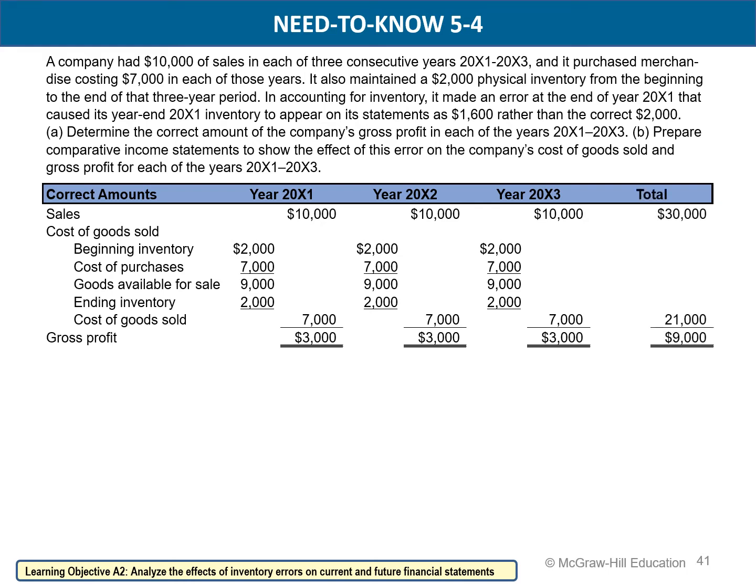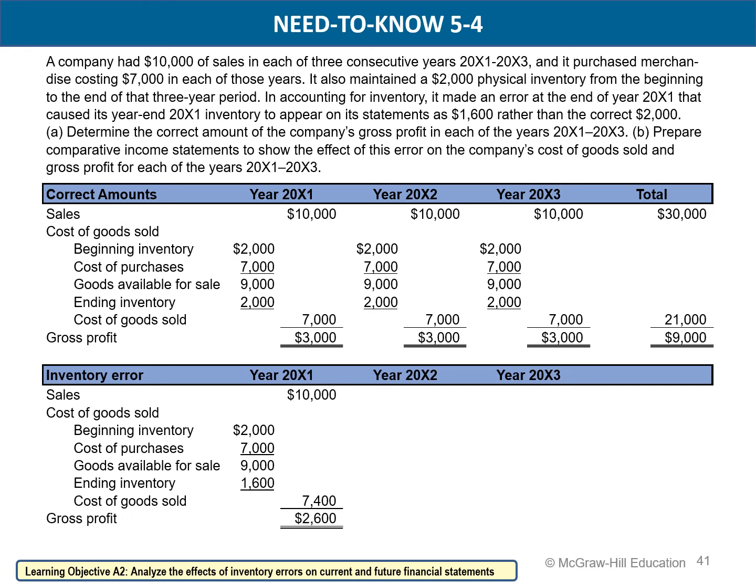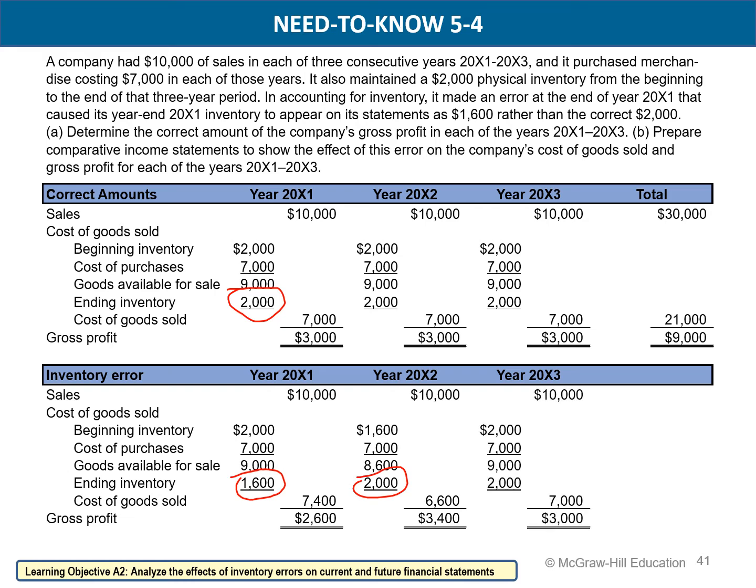Okay, so if we look at the inventory error, this $1,600, where's my pen? This $1,600 in ending inventory is what they told you they booked when they should have booked 2,000. So in year 2, they've got it correct, and in year 3, they have it correct. And so let's see, prepare the income statement showing the effect of the error.